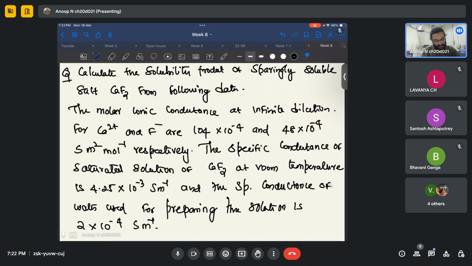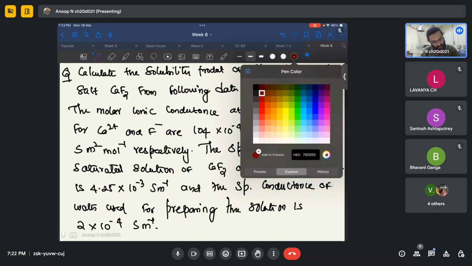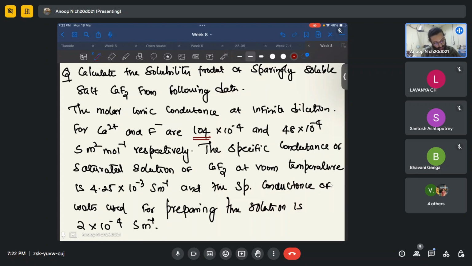Here you can see these problems are very much simplified. In order to make it easy for the solver, they have written 2 into 10 raised to minus 4 to match the order of magnitude with 104 into 10 raised to minus 4. You can write 48 as 4.8 into 10 raised to minus 3, and here you can write 1.04 into 10 raised to minus 2. In problems, you don't expect this; there will be a difference in order of magnitude, and you have to adjust. Here it's fine. So let's try to calculate the solubility product.